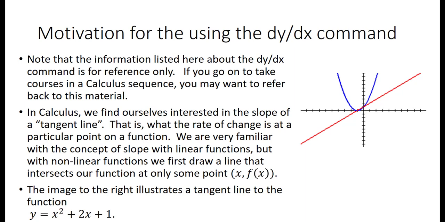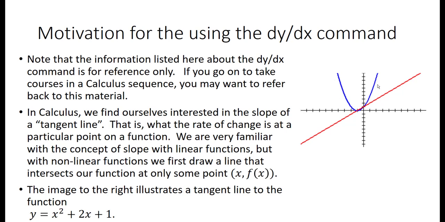In calculus, we find ourselves interested in the slope of a tangent line. That is, what the rate of change is at a particular point on a function. Now, we're familiar with the concept of slope with linear functions. But with nonlinear functions, we first draw a line that intersects our function at only some point, that is, x, f of x. So what I have drawn here, the image on the right, illustrates a tangent line to the function y equals x squared plus 2x plus 1.